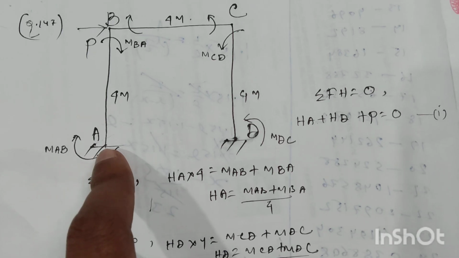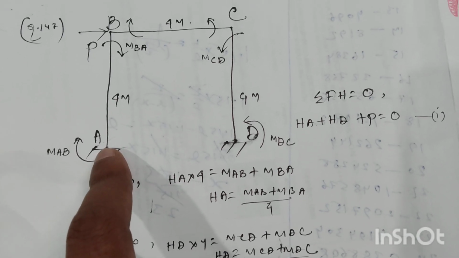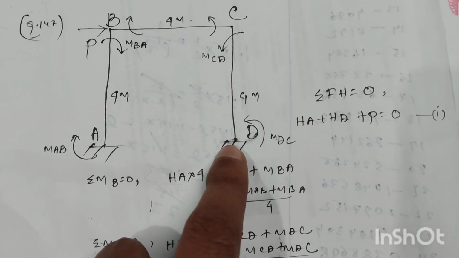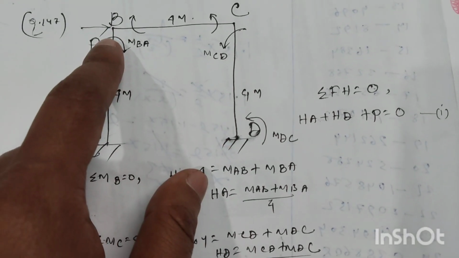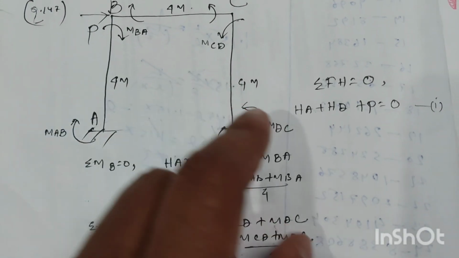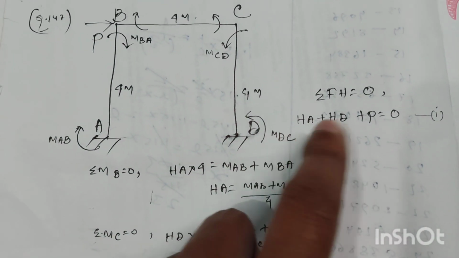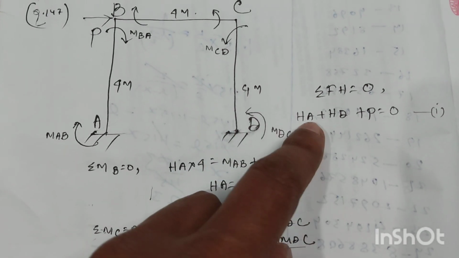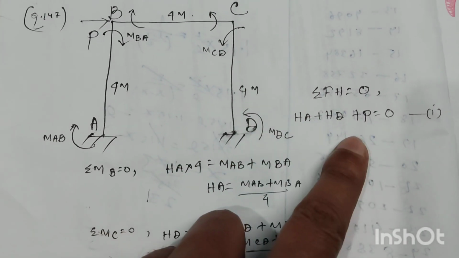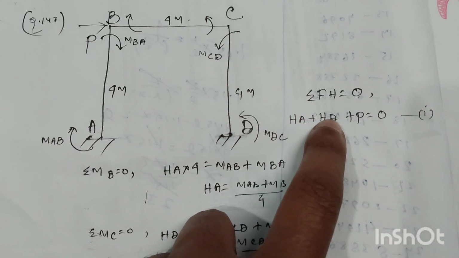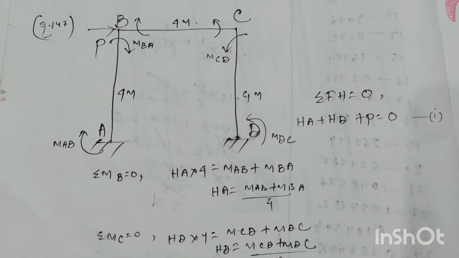So from this support we will get a horizontal reaction HA, and from this support we will get a horizontal reaction HD, and here at point B a horizontal loading P is there. So we can write the shear equation HA plus HD plus P equal to 0. Now we will determine the values of HA and HD, and then we will put them in this equation number 1. Then we will get the final shear equation.